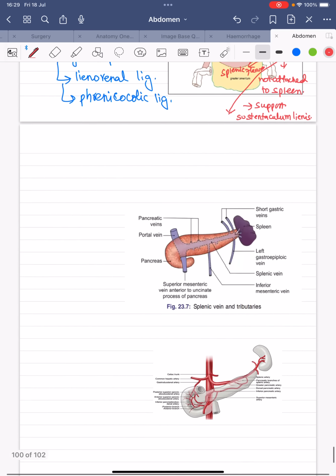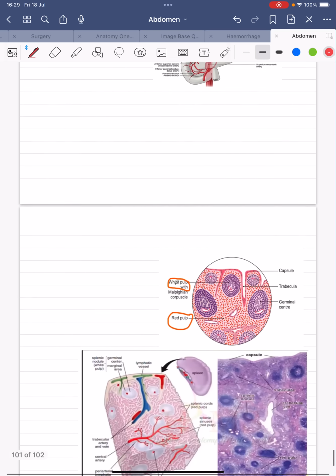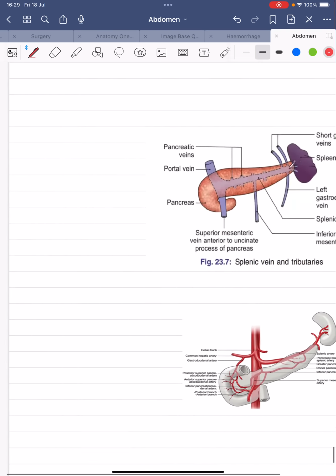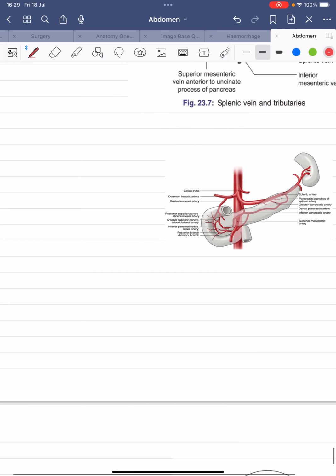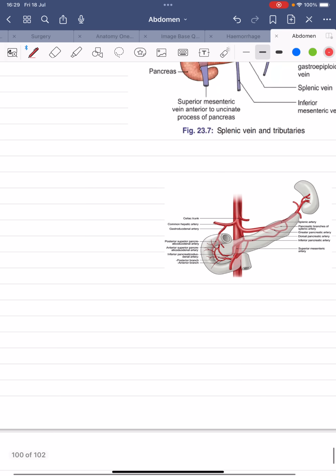Now coming to the blood supply of the spleen. The blood supply of the spleen is very, very important. First of all, we must see the arterial supply of the spleen. It is given blood supply by this artery, which I am highlighting in blue color. See? So which artery is this? Answer: the splenic artery.